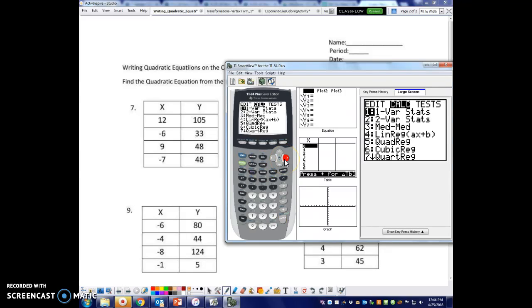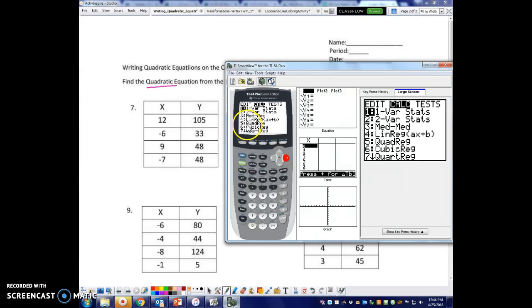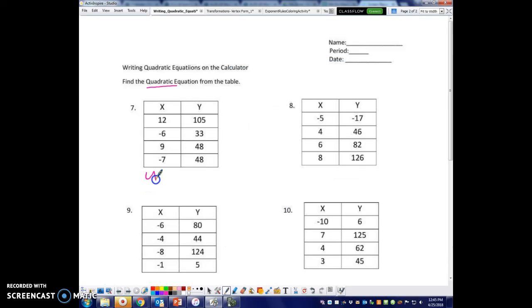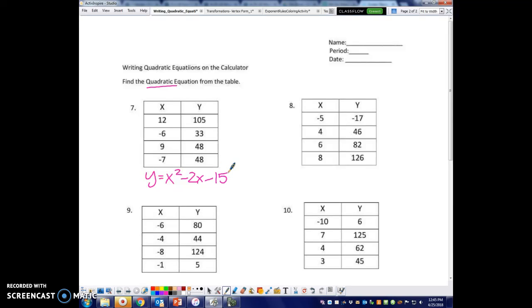Okay, go to stat, over to calc. What are we using here? Are we looking for linear, quadratic, or exponential? It says quadratic, so we go to 5, where it says quadratic regression. So 5, enter. Remember, A goes here, -2 goes for B, and -15 for C. So we have y equals 1x squared, but we can just write x squared minus 2x minus 15. Okay, so that's the kind of thing you're going to be doing there.